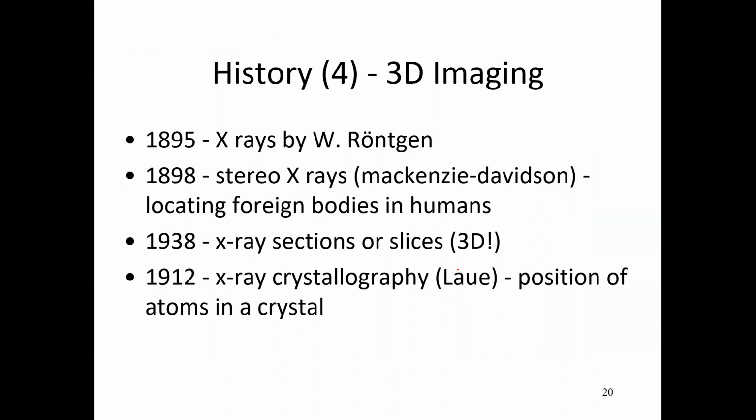And yeah, 3D imaging, right, is another part of this visualization or visual computing, right? So Roentgen found X-rays accidentally, right? And then Mackenzie and Davidson found stereo X-rays, which gives you the depth as well, right? And then X-ray sections or slices, right? So you can now get complete 3D volumetric data, right?